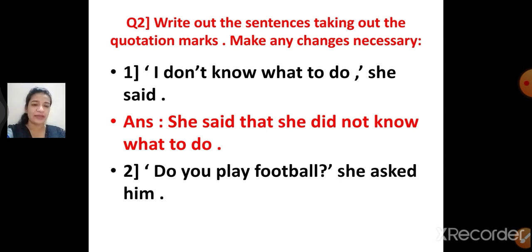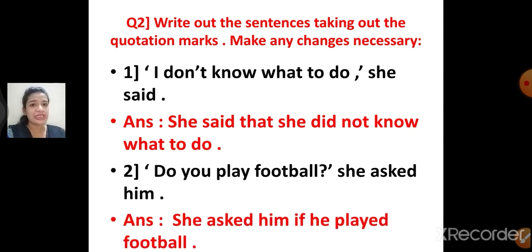Now, second one. "Do you play football?" She asked him. So here, how you're going to start it? Yes, you're going to start with she asked him if he played football. Let's see the answer. She asked him if he played football.